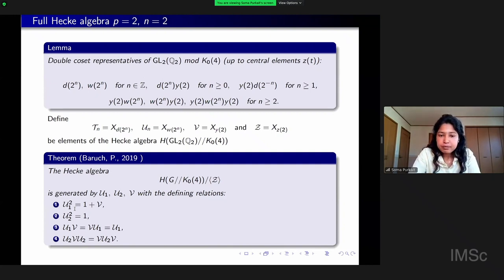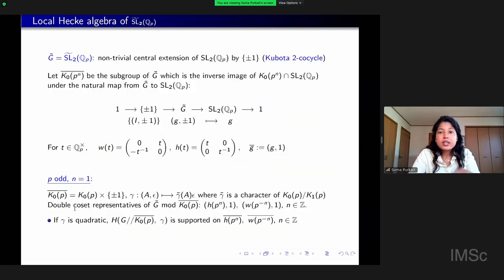Okay, right. So that's the Hecke algebra of G modulo K_0(4), or PGL_2(Q_2) modulo K_0(4). Okay, so now I want to look at the half integral weight setting, and instead of GL_2, I want to look at this metaplectic group, SL_2 tilde.